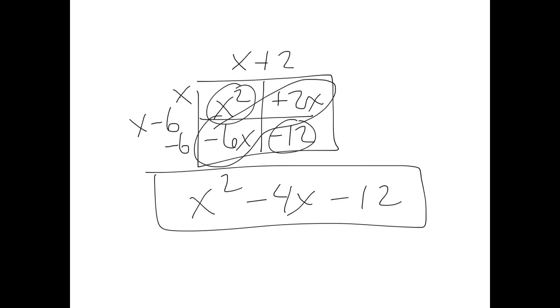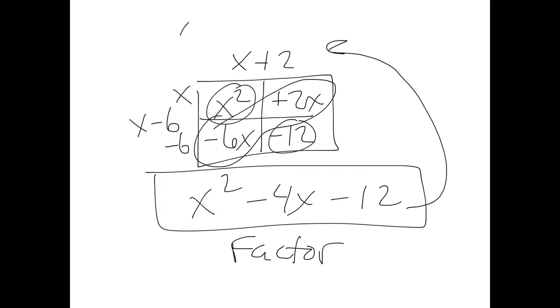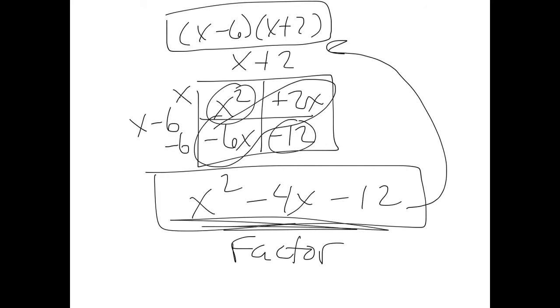It also works backwards. If someone says to factor this, and the answer choices look like these binomials, like x minus 6 and x plus 2, you can do the box method to all of your answer choices and see which ones make this answer. Okay, that's the end.